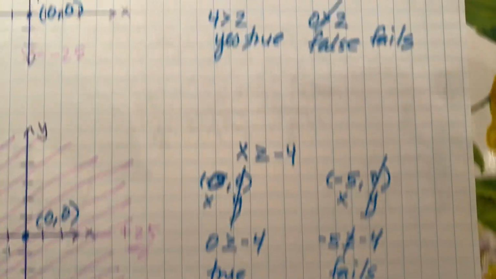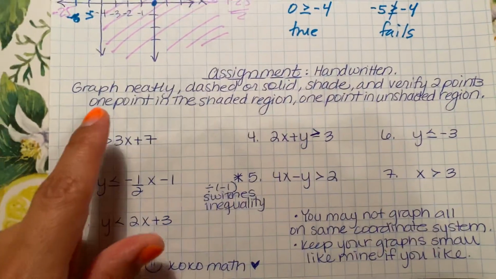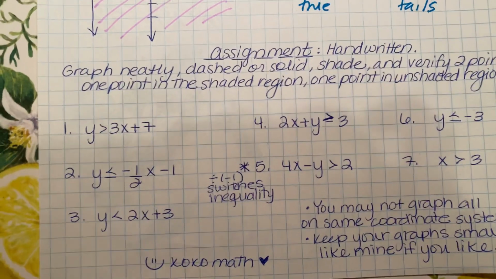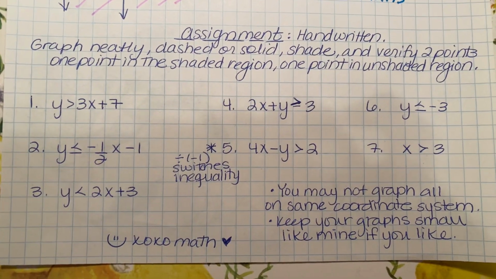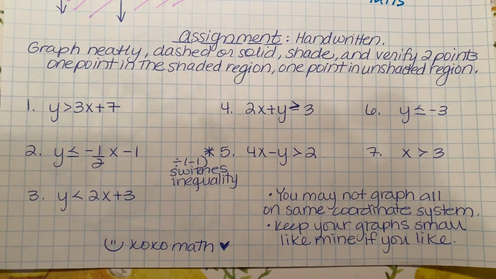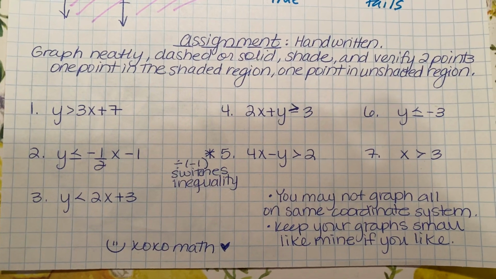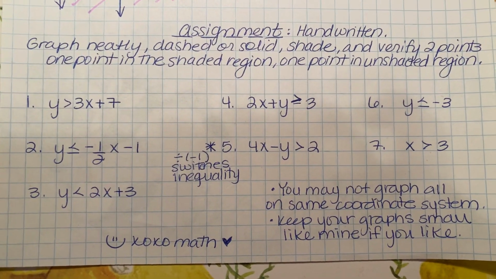The verification is all the blue markers. That's the verification. Grab 1 point in the shaded region, 1 point in the unshaded region, right? So that's what I did with all the blue marker. Here are the inequalities that you're going to graph: dashed or solid, shaded or unshaded region, and verify 2 points, okay?